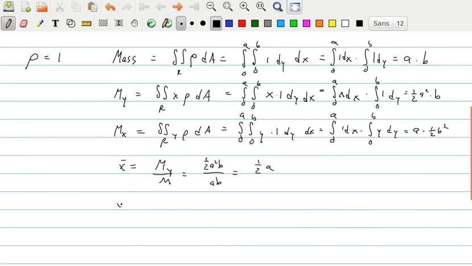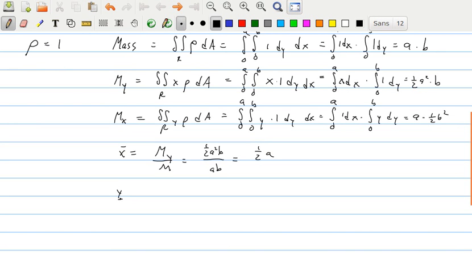So if we look at the y-coordinate for the center of mass, this is the moment from the x-axis divided by the total mass. And the moment from the x-axis, we'd figured out before, is 1/2 AB squared. We divide this by the mass. We get a bunch of stuff to cancel, so this is 1/2 B, which is what we'd seen before. So the center of mass of this rectangular region is 1/2 A, 1/2 B.